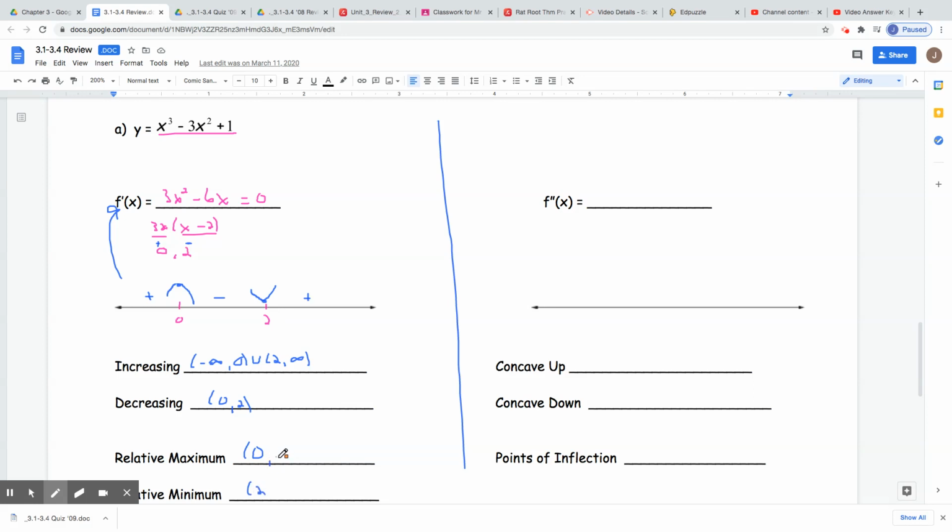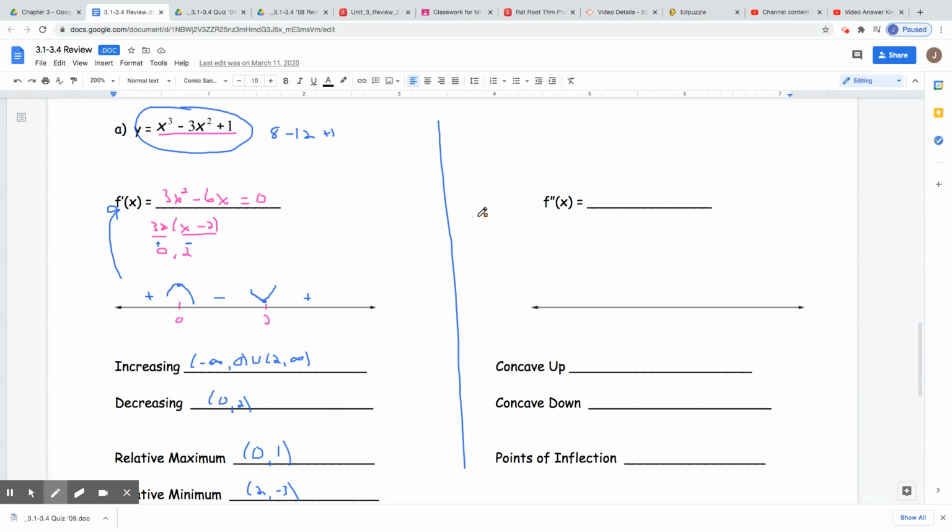To find the y values, you have to plug into the original. So if I plug in 0, 0 minus 0 plus 1 is 1. Plug in 2. 2 cubed is 8. 2 squared is 4. 4 times 3 is 12, so minus 12 plus 1. 8 plus 1 is 9. 9 minus 12 is negative 3. So I have a relative max at (0, 1) and a relative min at (2, -3). All right, so that's what we had done before.